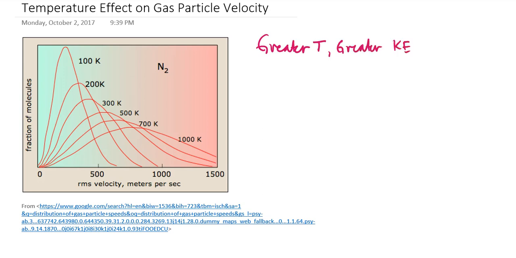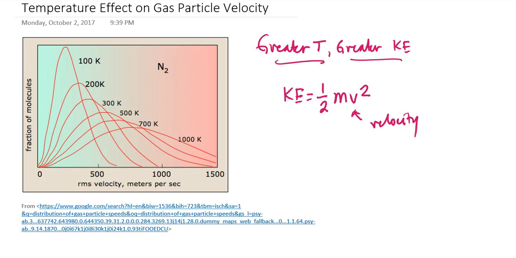If you recall back to middle school science, and possibly a freshman science course you might have taken earlier, if we think back to our elementary physical science courses, kinetic energy is 1/2 mv squared, where v represents velocity. Basically, if we have a greater temperature, which leads to a greater kinetic energy, then that means my distribution of gas particles should shift to higher velocity.